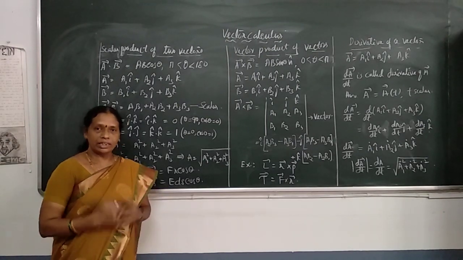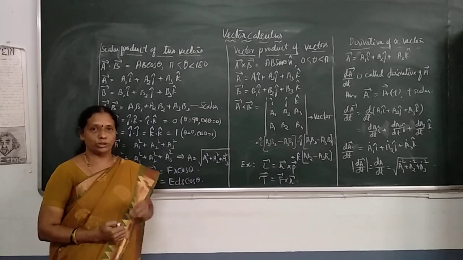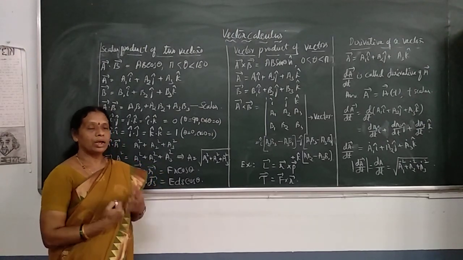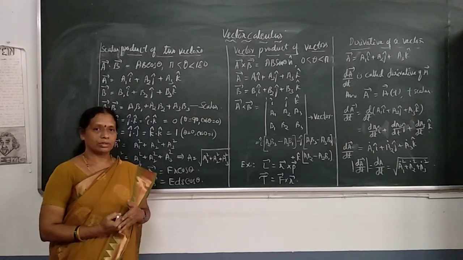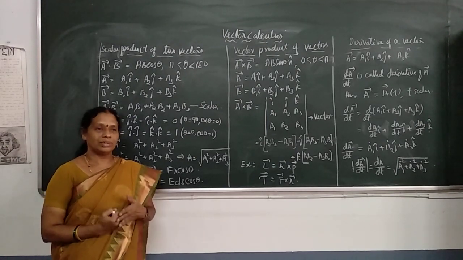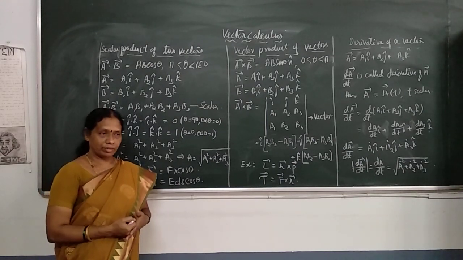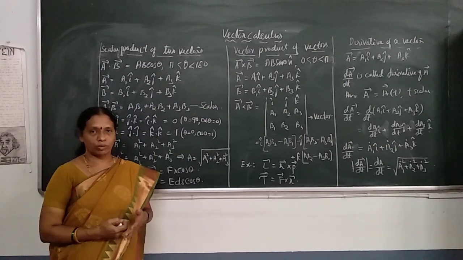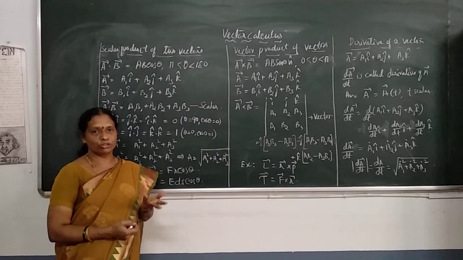What are scalar quantities? The physical quantities having only magnitude are called scalar quantities. For example, mass, distance moved by a particle or a body, volume, density, pressure, magnetic flux, electric flux, electric potential, all these are scalar quantities. They possess only magnitude. The specific direction is not mentioned.